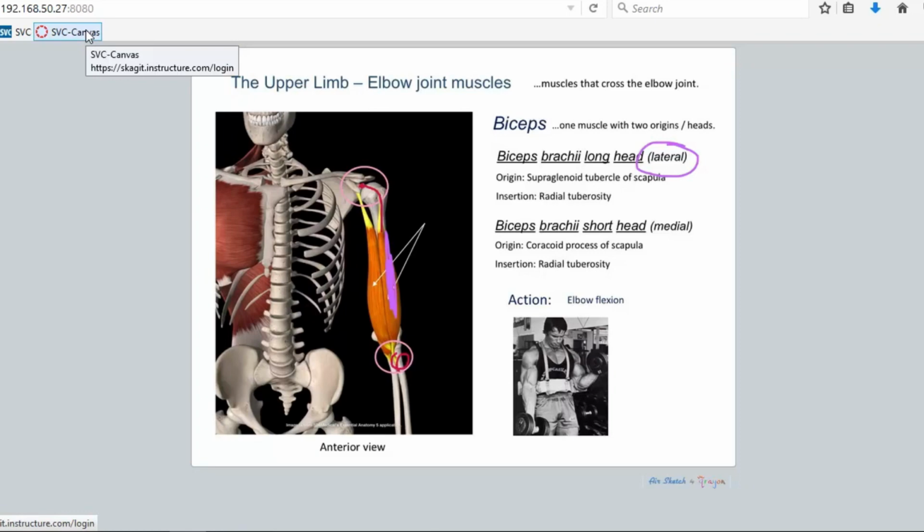Then we have the biceps brachii short head. This one is medial, and the origin for this is the coracoid process of the scapula. So this little beak-like projection of the scapula is where the short head attaches. And then again, it inserts down there on the radial tuberosity. So what we're doing here is we're crossing the elbow joint. So what happens when these muscles contract? Well, the insertion moves towards the origin, and that causes elbow flexion.